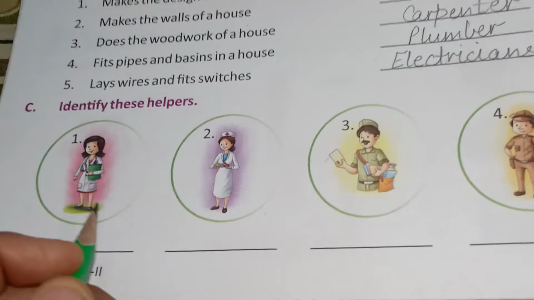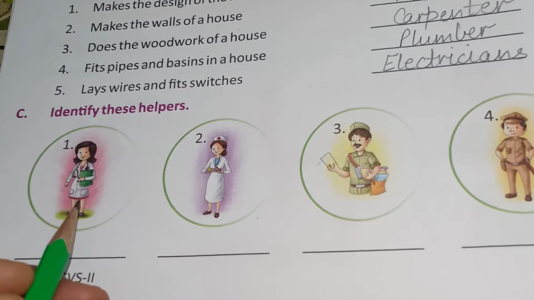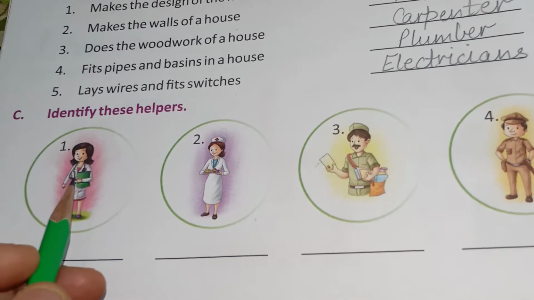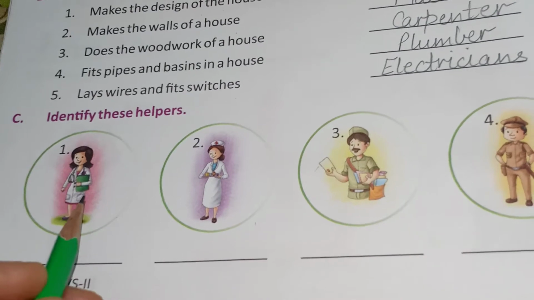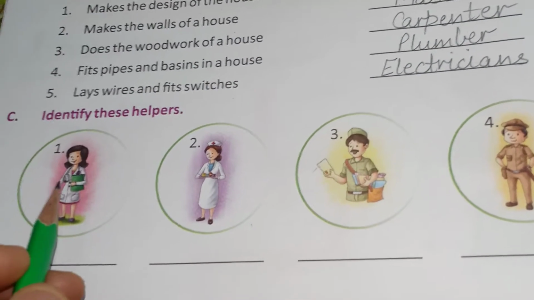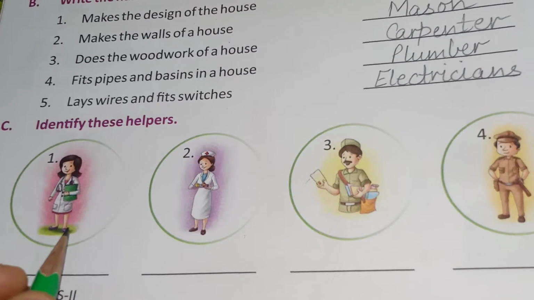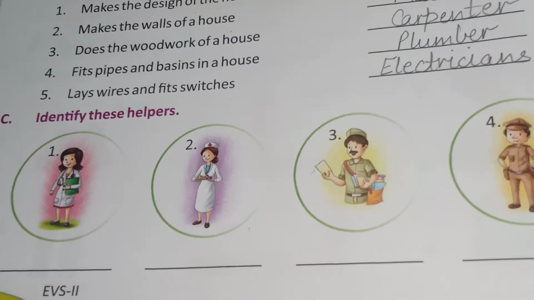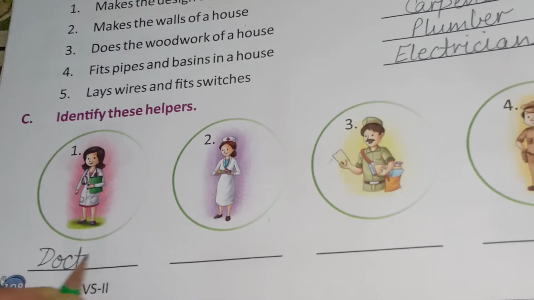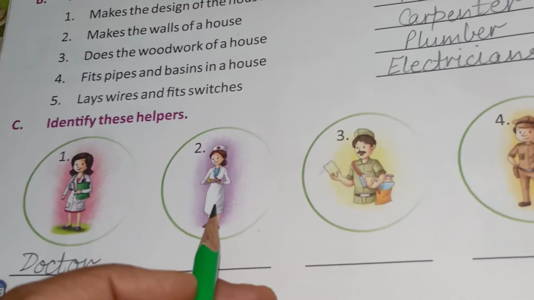So the first one, as you can see, is a girl who is wearing a white coat and having a stethoscope around her neck, and she is also having one file. So the person who is having a stethoscope and wearing a white coat is known as a doctor. So we will write D-O-C-T-O-R, doctor. Is that clear? Now coming to the second picture.